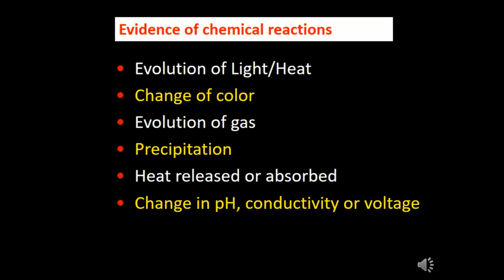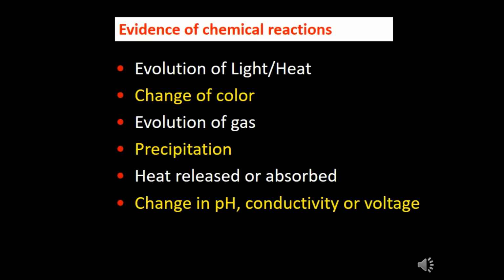Now, the change of color. This is for specific reactions, some of them, not all. We cannot say that all reactants evolve heat or light. No, it's not possible. Some of them evolve light or heat, and then there is change of color. Some reactants, when they mix with each other, make products, and we can see a color change.